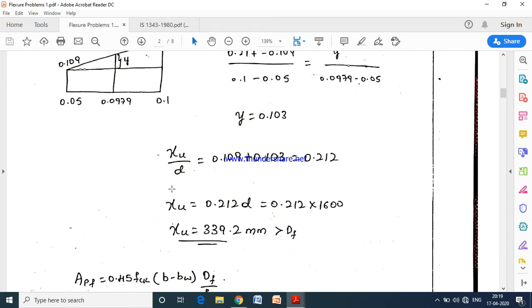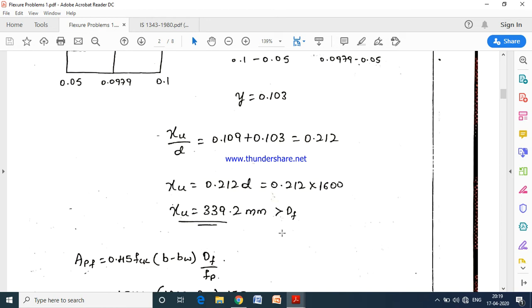and effective depth is given 1600. By substituting we will get XU value. Then compare it with flange thickness, DF. XU is greater than DF, that means neutral axis lies below the flange, sorry, in the web.